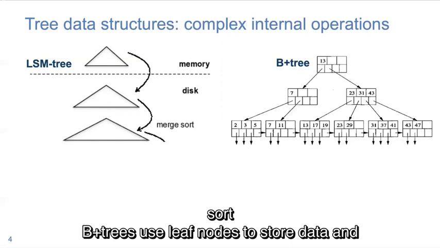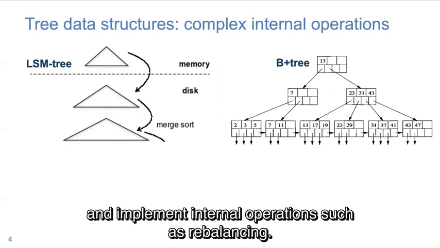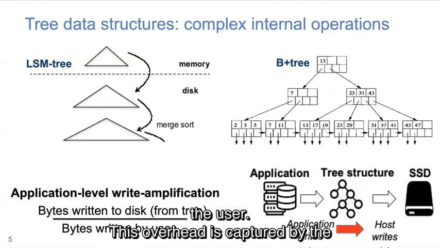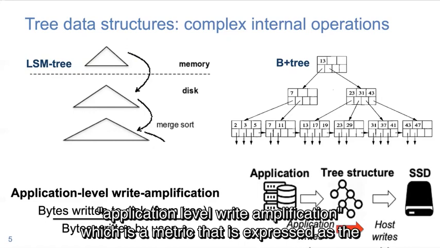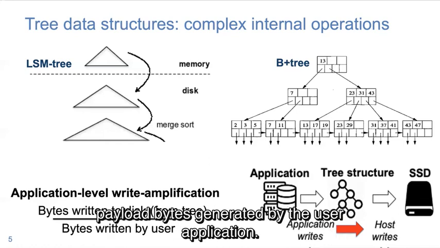B+ trees use leaf nodes to store data and internal nodes to route queries to such data, and implement internal operations such as rebalancing. These internal operations lead to writing extra data over the payload written by the user. This overhead is captured by the application-level write amplification. It is a metric that is expressed as the ratio of the total amount of bytes written by the tree and the amount of payload bytes generated by the user application.